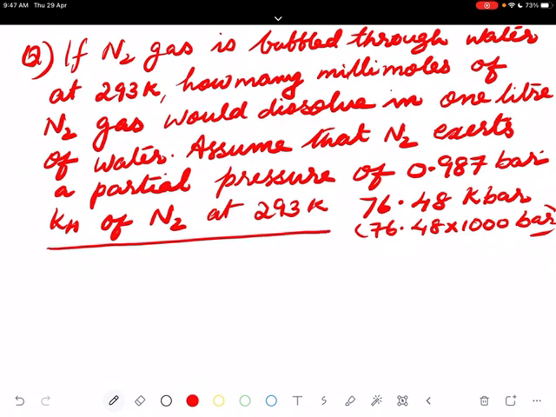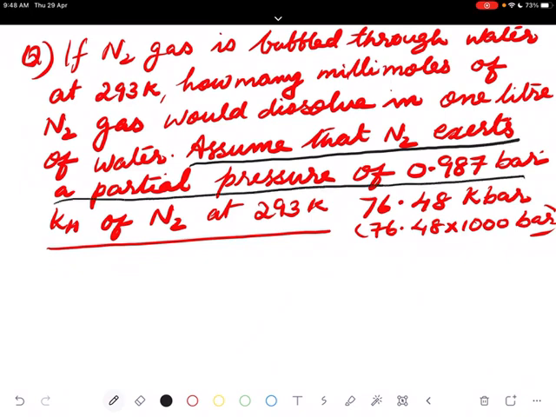If N2 gas is bubbled through water at 293 Kelvin, so N2 gas is bubbled with a pressure. Only with a pressure can the gas be bubbled. How many millimoles of N2 gas? So according to the pressure, this N2 gas is soluble. So what is the concentration? How many millimoles of N2 gas would dissolve in 1 liter of water? Assume that N2 exerts a partial pressure, that is PN2.